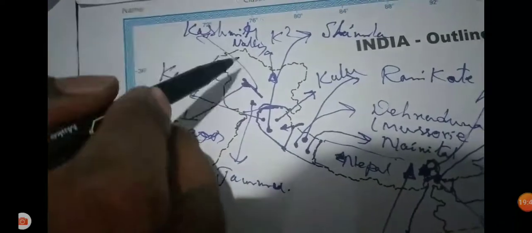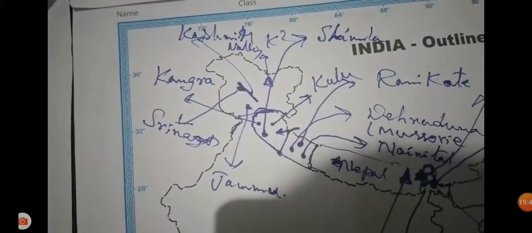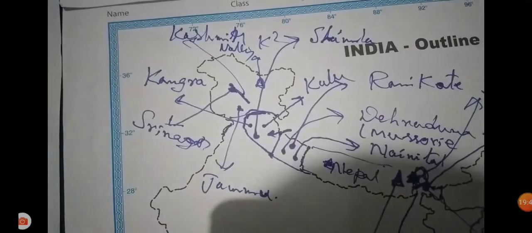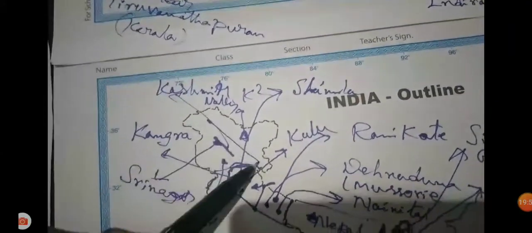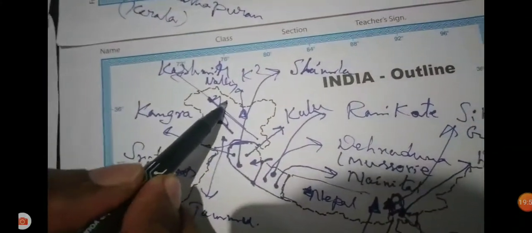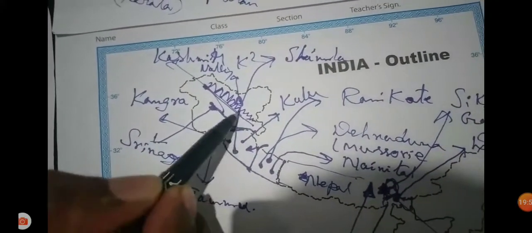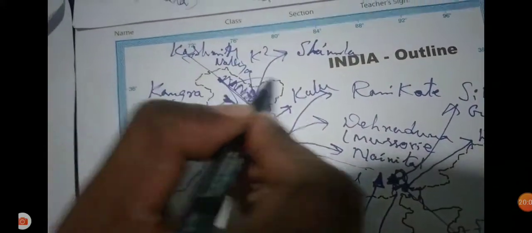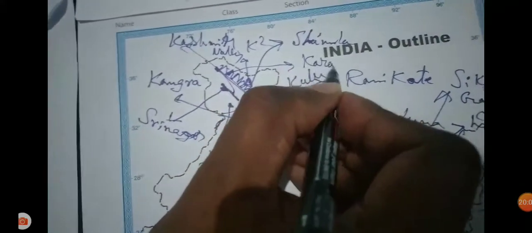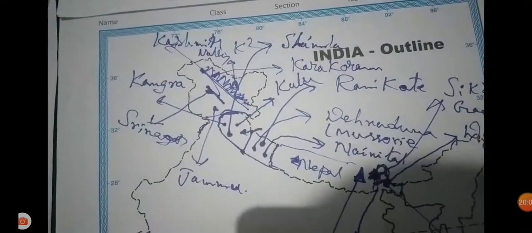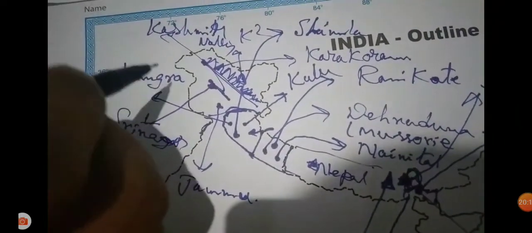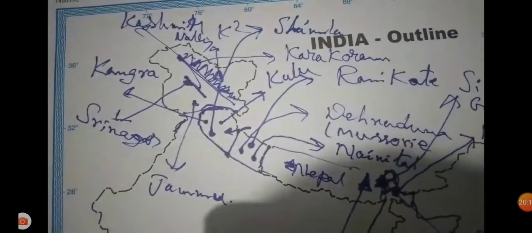Next, some important mountain ranges in the Himalayas: the Mahabharata, the Pir Panjal, and the Karakoram Hills. The Karakoram is on the north side of the Himalayas. Siachen is the highest mountain peak, so near that the Karakoram will come.